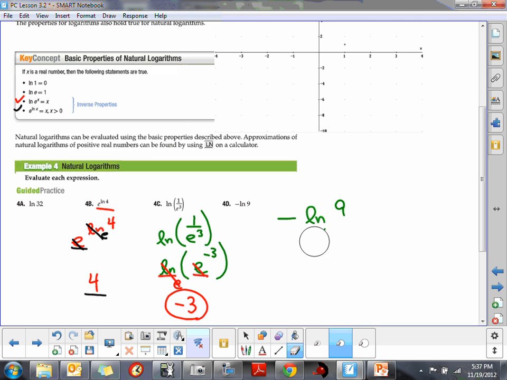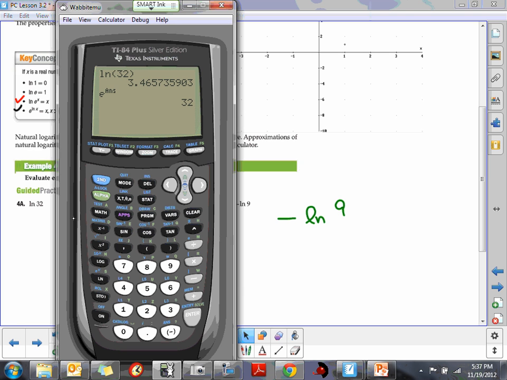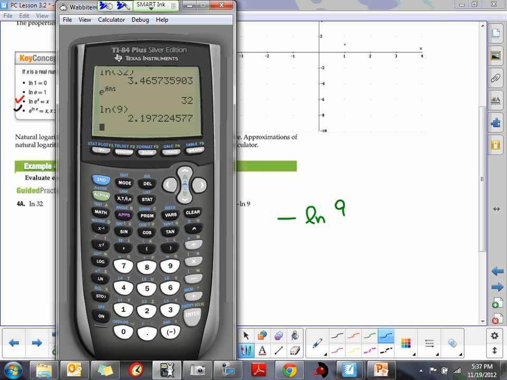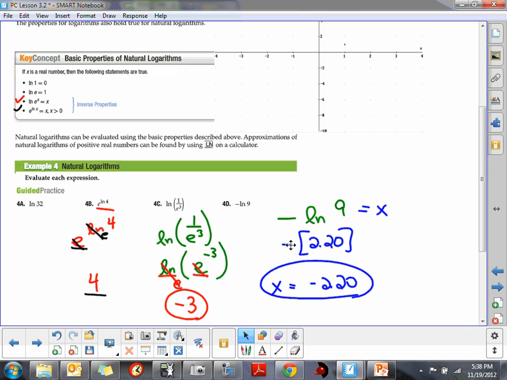So what we do to help us with that is we go ahead and use our calculator, and we take the natural log of 9, close your argument, equals, and our value for that should be 2.2 if I round to the nearest hundredth, so 2.20. So the answer for this problem, and then they say find that exponent, the exponent is negative 2.20. That is how we evaluate those functions.